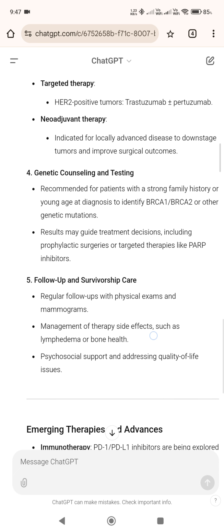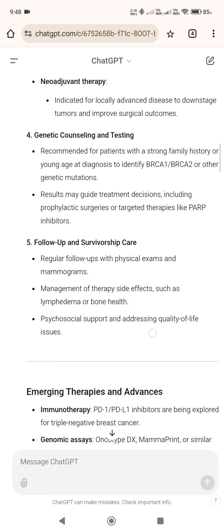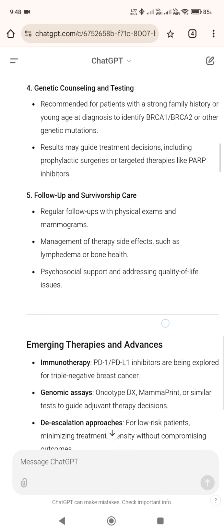Targeted therapy, HER2-positive tumors, trastuzumab, pertuzumab. Neoadjuvant therapy, indicated for locally advanced disease to downstage tumors and improve surgical outcomes. 4. Genetic counseling and testing. Recommended for patients with a strong family history or young age at diagnosis to identify BRCA1, BRCA2, or other genetic mutations. Results may guide treatment decisions, including prophylactic surgeries or targeted therapies like PARP inhibitors.